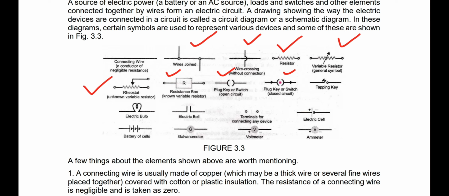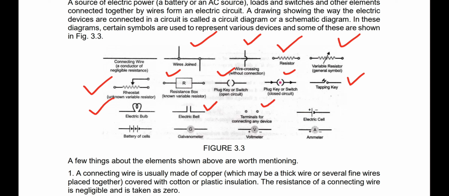Now in this case the current will flow through the circuit. This is the tapping key. This is the symbol used for an electric bulb. This is for an electric bell.